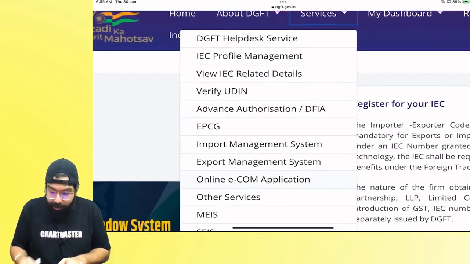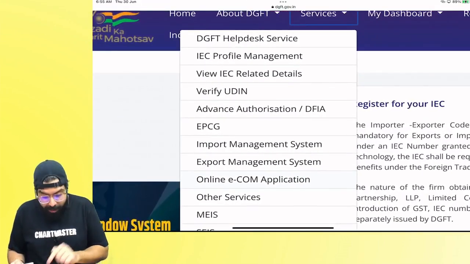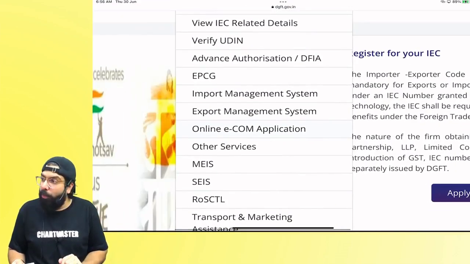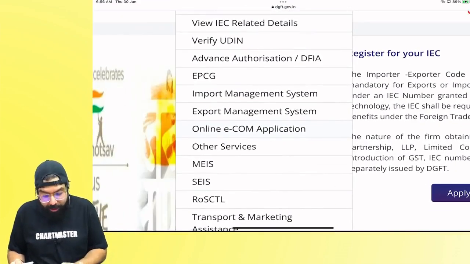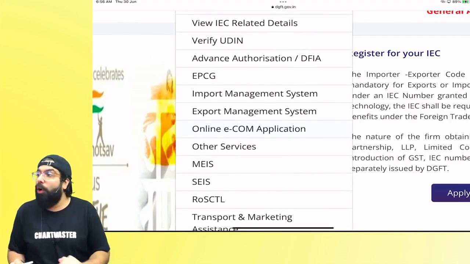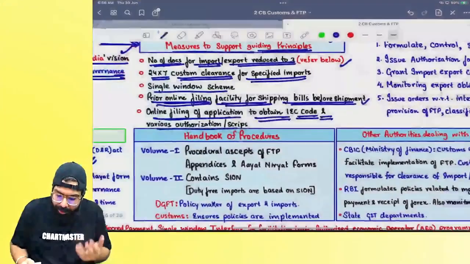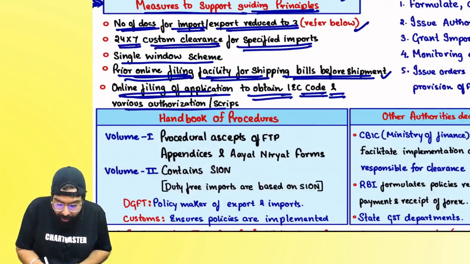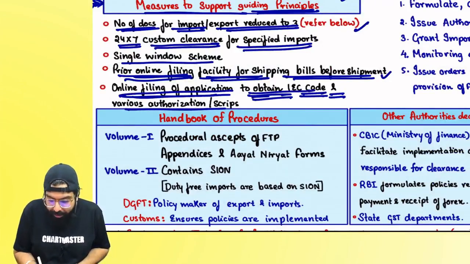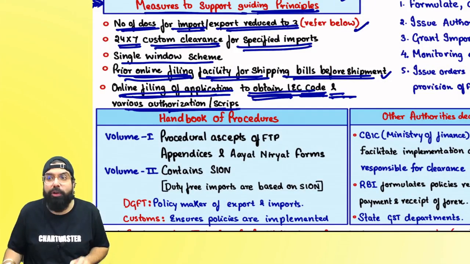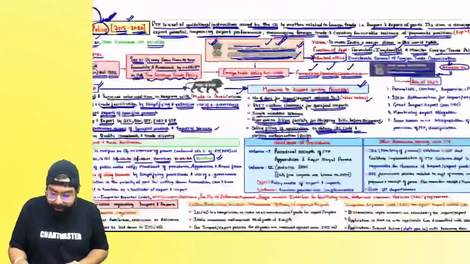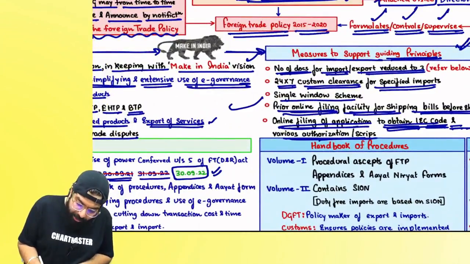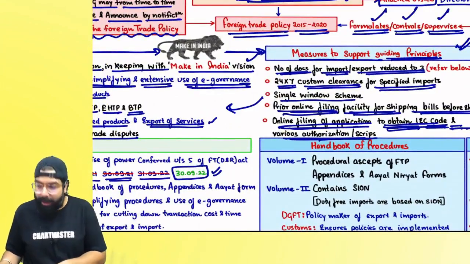Can you see over here? Sir, I want an advance authorization. I want a DFIA. I want an export promotion capital goods scheme authorization. Can you see, a lot of things have been made online now. So basically, they are trying to get e-governance. Online filing of forms. So they are telling online filing of application to obtain import export code and various authorizations or scrips, you can also take it online. So these are basically the measures which have been taken to support the guiding principle.